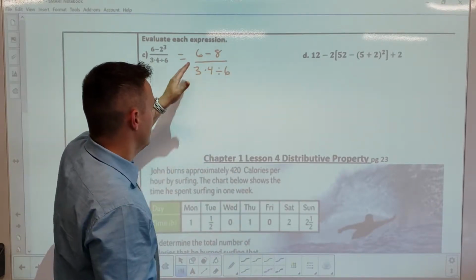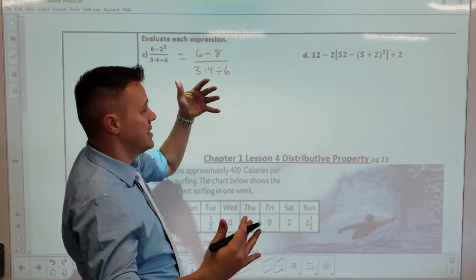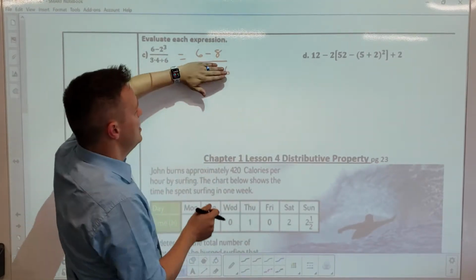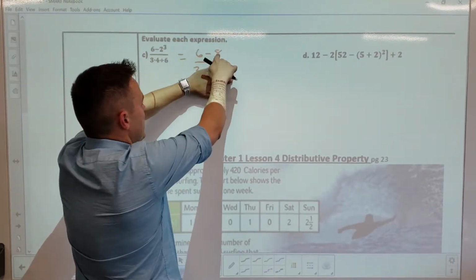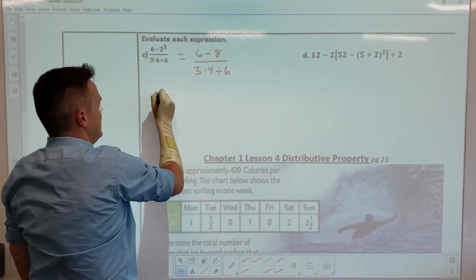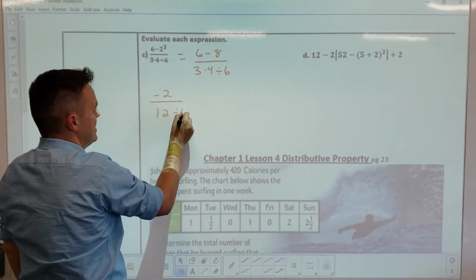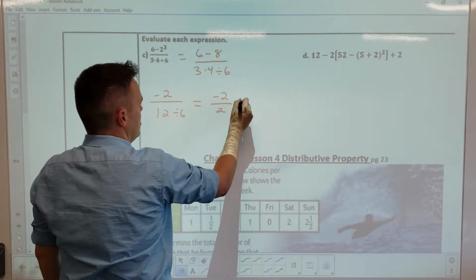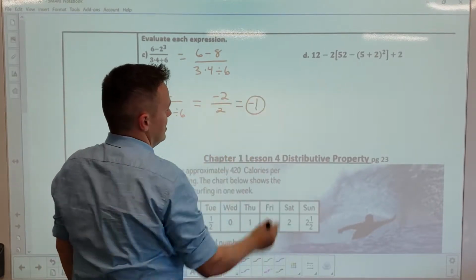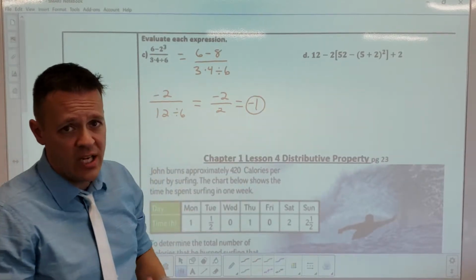Okay, so now you work left to right, multiplication and division. Now I can do the top as well, because it doesn't matter at this point that this and this are different orders of operations, kind of. So 6 minus 8 is going to end up to be -2 over 12 divided by 6, which then is -2 over 2, which ends up being -1. All right, so that's an order of operations kind of in the sequence.